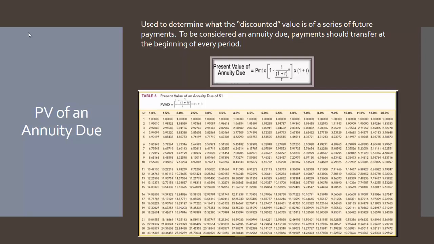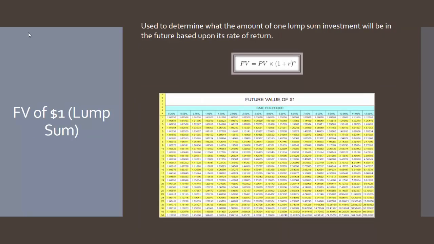The only difference between this formula and the ordinary annuity formula is after you solve it, you once again multiply by 1 plus rate to account for that extra period that you get because it's happening at the beginning of the period instead of the end. Those were present value, converting amounts in the future to what they're worth today.